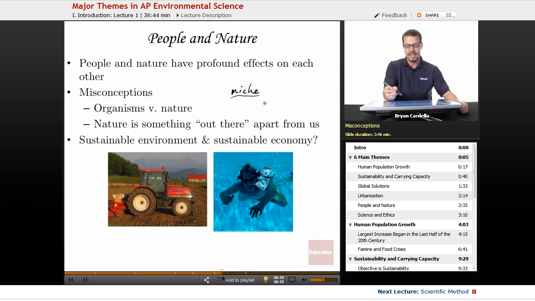A niche is kind of like an ecological role: how an organism fits into the environment, how it affects the environment, how it affects other organisms, what it is doing, what it is eating, where it lives. So every organism has a niche, and part of that niche means you may be prey to some predator. And yes, it might be easy to think of it as organisms versus nature, but every organism's life is directly related to nature and is in harmony, hopefully, with nature.